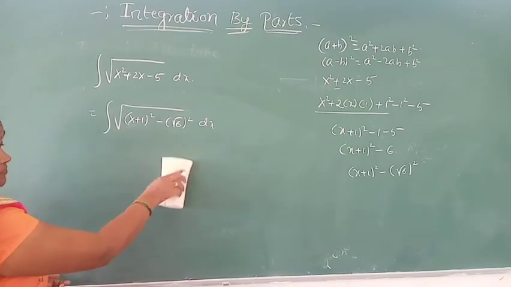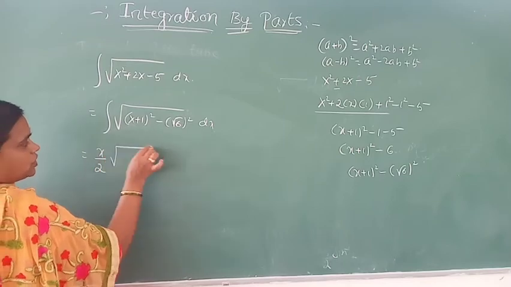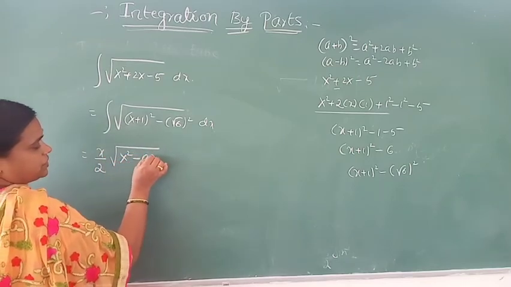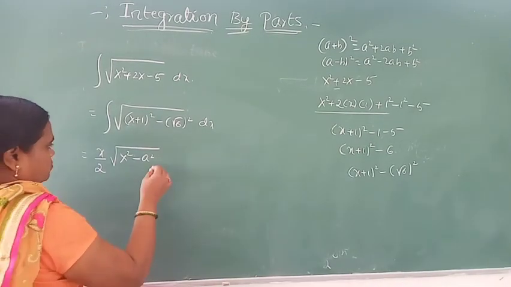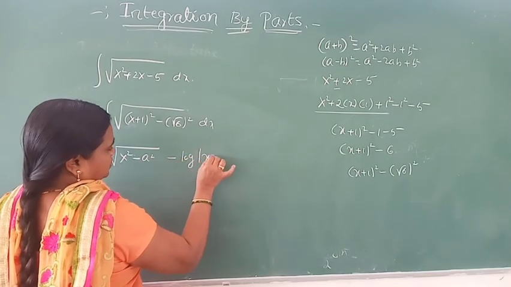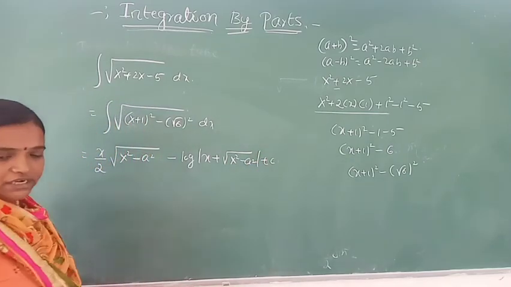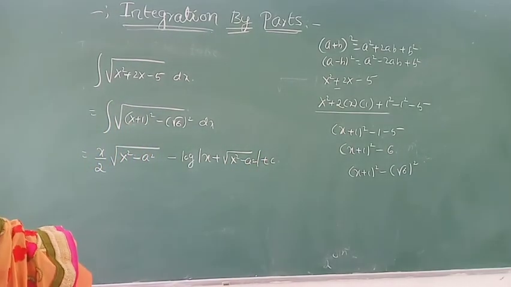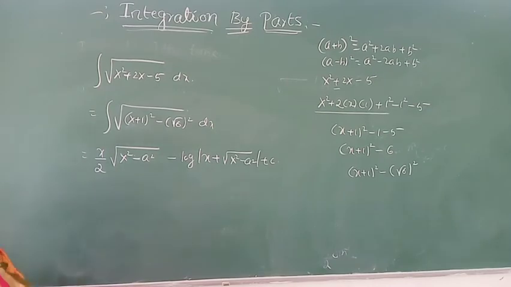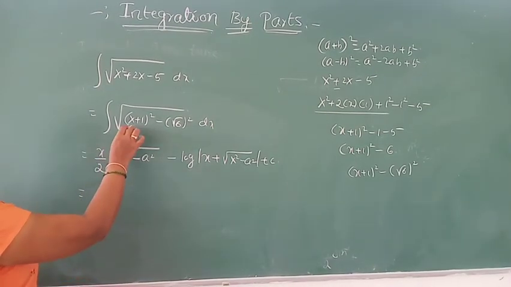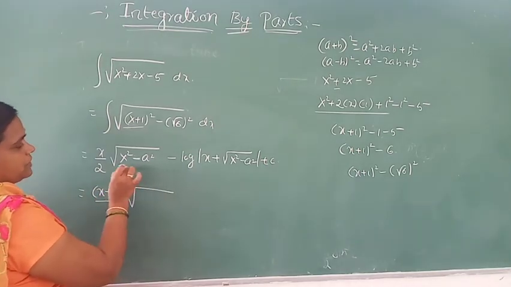And we have the formula. The x square minus a square formula is x by 2 root of x square minus a square, minus log of modulus of x plus root of x square minus a square plus c. This is the formula. Already we know that. And in that formula, instead of x, what is there? Your x? x plus 1. Therefore, we are applying here x plus 1 by 2 root of x square minus a square.